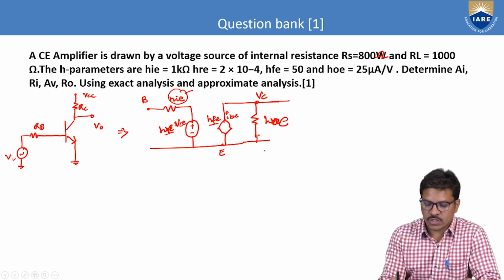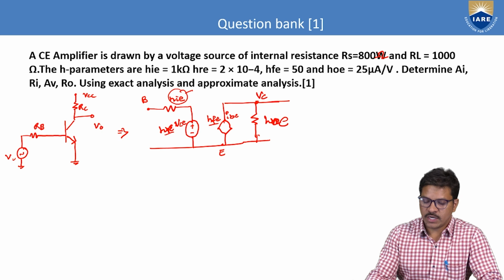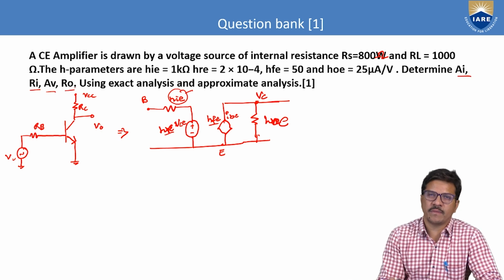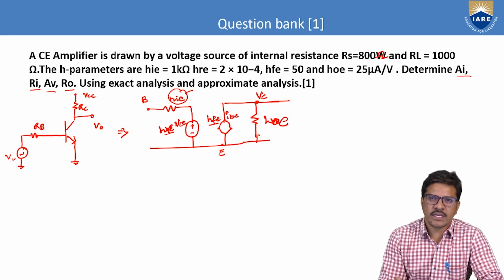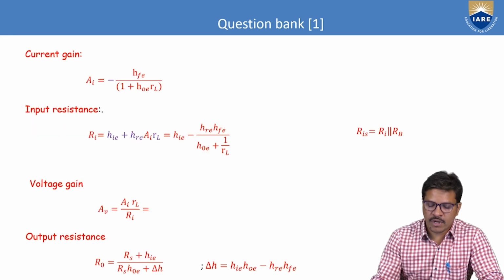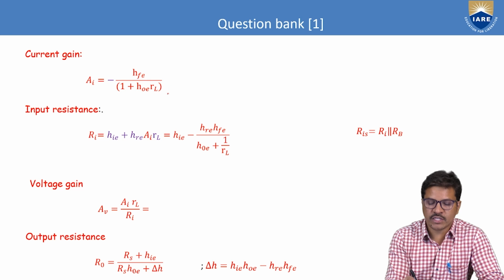So now how to solve this problem? Determine the current gain, input resistance, voltage gain, and output resistance. These four important parameters are required to analyze an amplifier, and they are helpful to design a particular amplifier. To answer, we have formulas. The current gain we derived is AI equal to minus HFE divided by 1 plus HOE into RL.